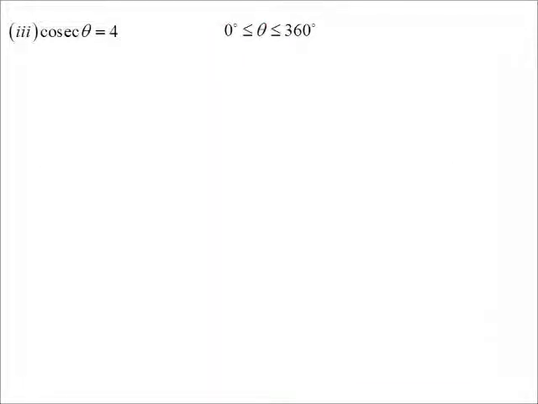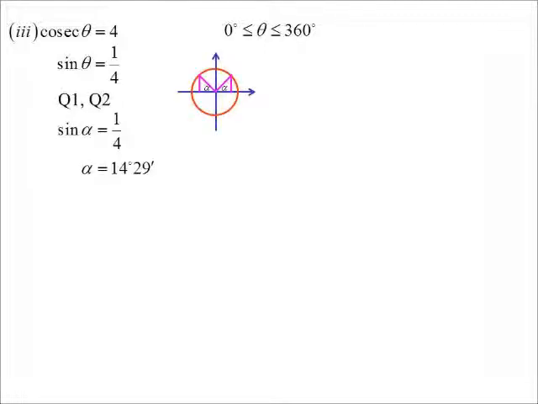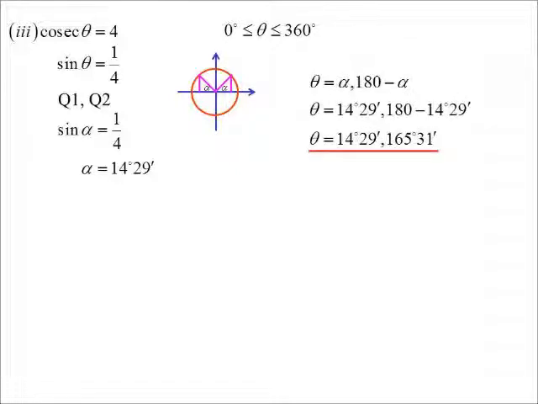Cosec. We don't have a cosec button on our calculator, of course. So the first thing we need to do is convert this into something we can handle. Cosec is the reciprocal of sine, so it's the same as solving the equation sine theta equals a quarter. And then we just go ahead as normal. First or second quadrant. Acute angle 14 degrees 29 for this one. And so we end up with 14 degrees 29 for the first quadrant, and then 165.31 for the second quadrant.